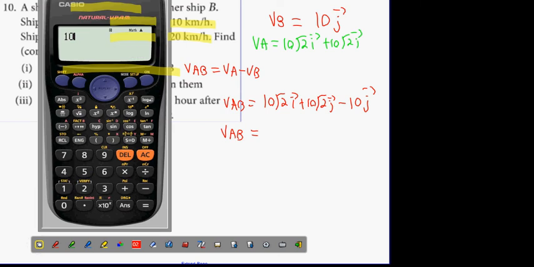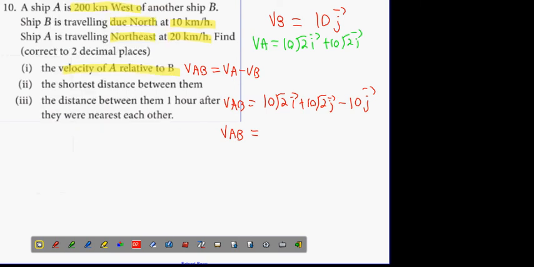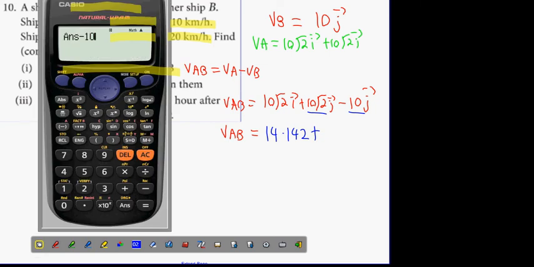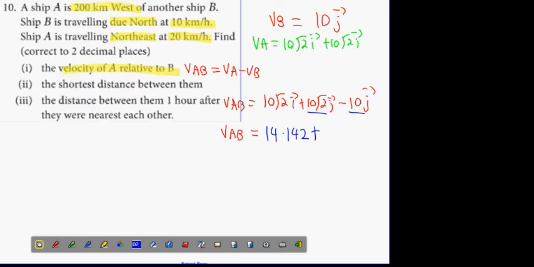So it's going to be 10 root 2, 14.142, and then I'm going to have 10 root 2 minus 10, so just take away the 10. And what we get there is 4.142. That's I. 4.142J. Overall, what is this direction? Which way is it going? It's going to the right, and it's going up. So it's a northeasterly direction, okay?